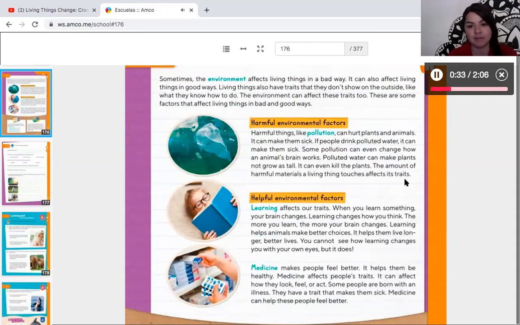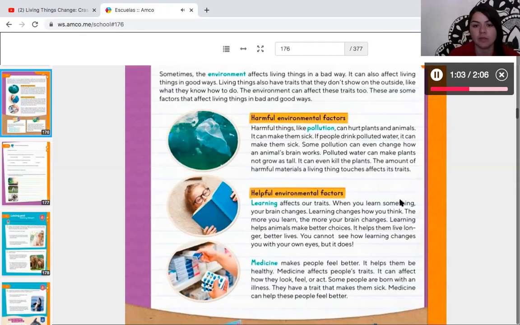Harmful environmental factors. Harmful things, like pollution, can hurt plants and animals. It can make them sick. If people drink polluted water, it can make them sick. Some pollution can even change how an animal's brain works. Polluted water can make plants not grow as tall. It can even kill the plants. The amount of harmful materials a living thing touches affects its traits.